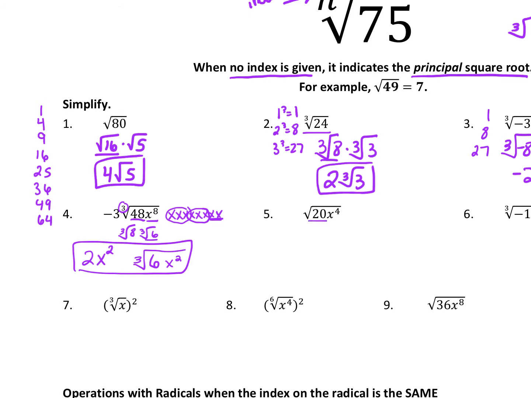Same idea with the 20. If I think about my perfect squares, 4 goes into 20, so 4 and 5. So 20 would simplify into 2 square root 5. But now I have these 4 x's. And again, this is a square root, so when it's a square root, we assume the index is 2. So I have 2 groups of 2. Actually all my x's will come out as x squared, and my 5 will stay in.